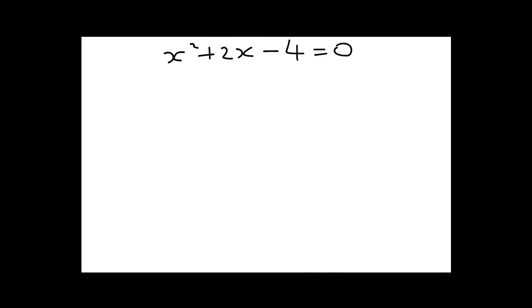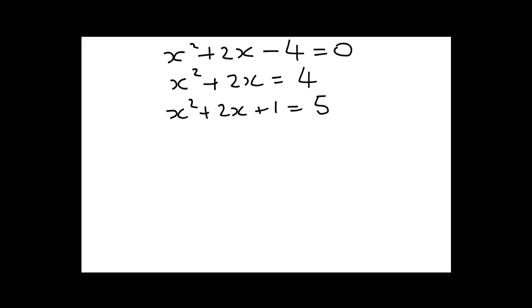x² + 2x - 4 = 0. You might look at this and go, yay, I can factorize it, but you won't have much luck. So, is there another method? Well, if we add 4 to both sides, we're going to get the equation we've just solved. And now, the next step, if we add 1 to both sides, we end up with a perfect square on the left-hand side, and we've already solved this. I won't do it again. But x is equal to -1 plus or minus the square root of 5.